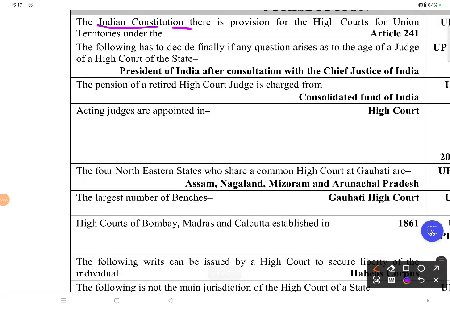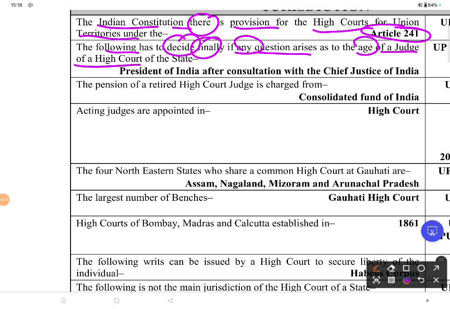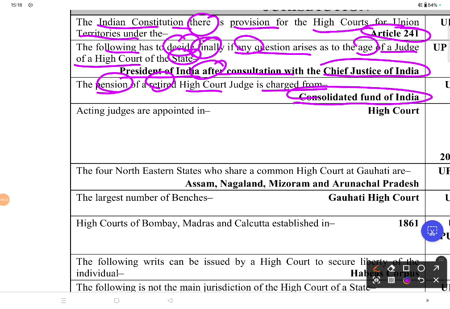In the Indian Constitution, there is a provision for High Courts for Union Territories under Article 241. The following has to decide finally if any question arises as to the age of a judge of a High Court of the state: President of India, after consultation with the Chief Justice of India. The pension of a retired High Court judge is charged from the Consolidated Fund of India.